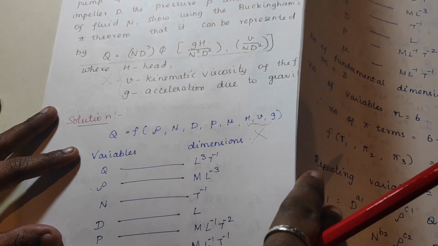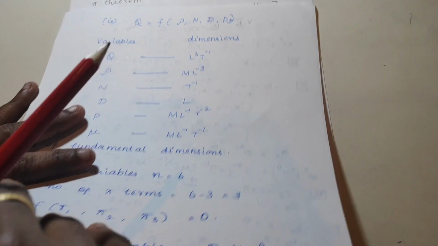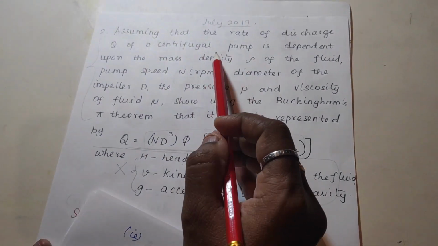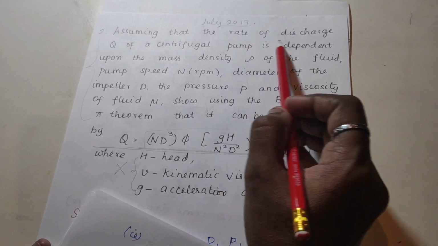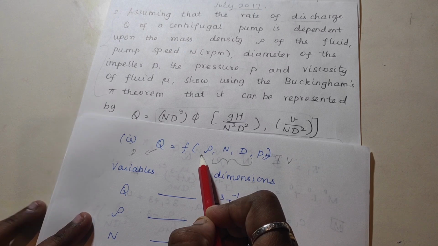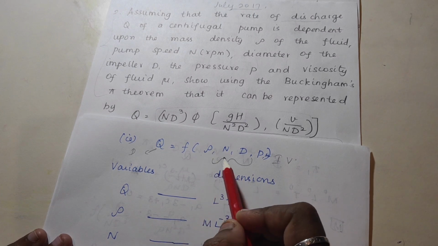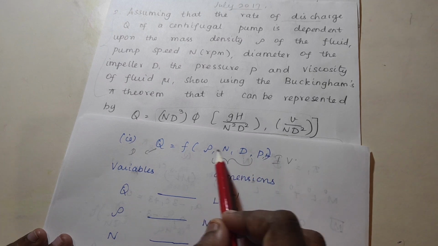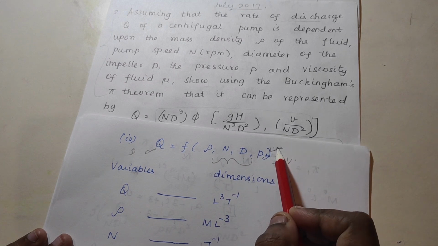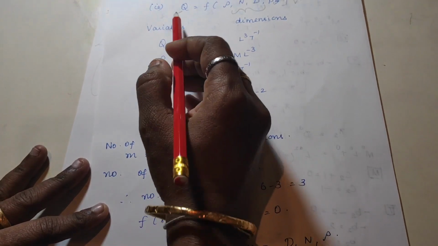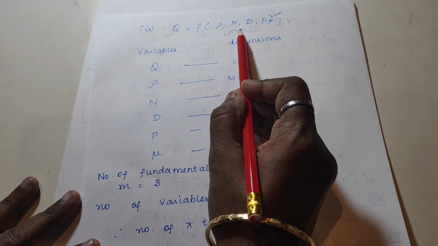So for that, consider only the first variables. In the problem they have given rate of the discharge. Q is dependent upon the mass, N, D, pressure and mu. Only with these 5 variables you are able to derive this equation. So first, this is your dependent variable, and these are your independent variables.